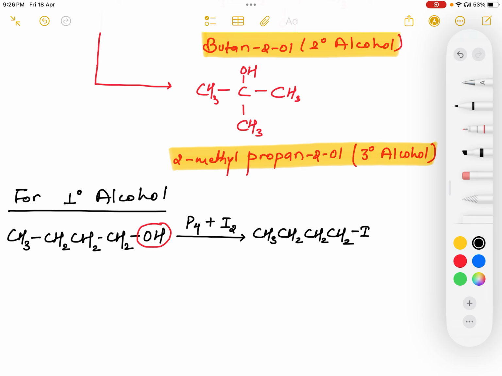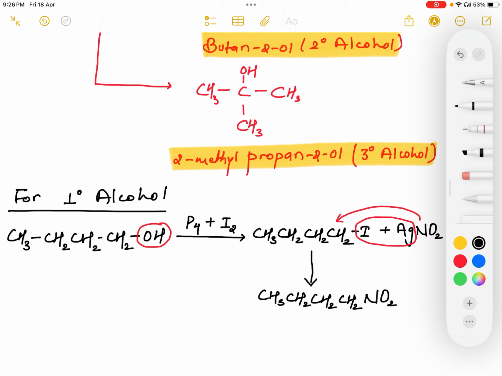Next step: whatever product is formed, I need to treat it with AgNO2. What will exactly happen? This Ag will take away the I along with the liberation of AgI. The NO2 will move and attach to this carbon in order to form CH3, CH2, CH2, CH2, and NO2. That is what we call a nitroalkane.